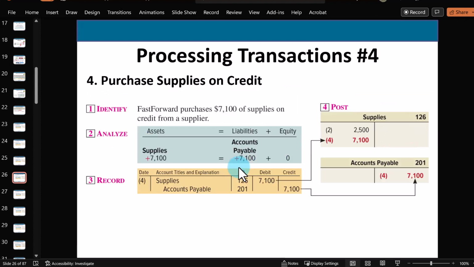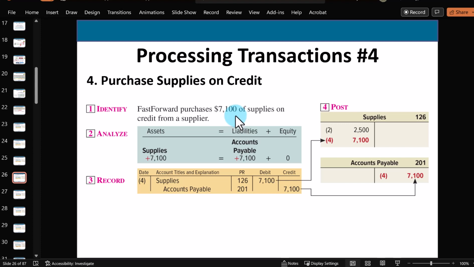Okay, transaction number 4, we're purchasing supplies, but this time not by paying cash. I don't see cash here anywhere on this screen, but I'm borrowing the money. They call that on account or on credit, $7,100 worth. Now you don't wait till you pay for the supplies to record the transaction. You bought it right now, so you've got to record it now.